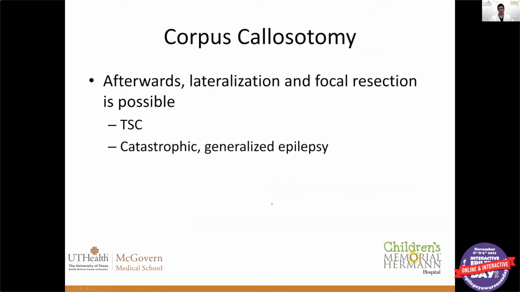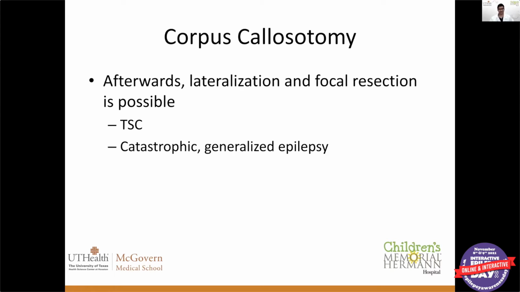So the other benefit of doing callosotomy is sometimes it may appear that the epilepsy is generalized, but in reality, it's actually coming from one side and very rapidly generalizing. And so that's what's called lateralization. And then afterwards, we can potentially do focal resection.